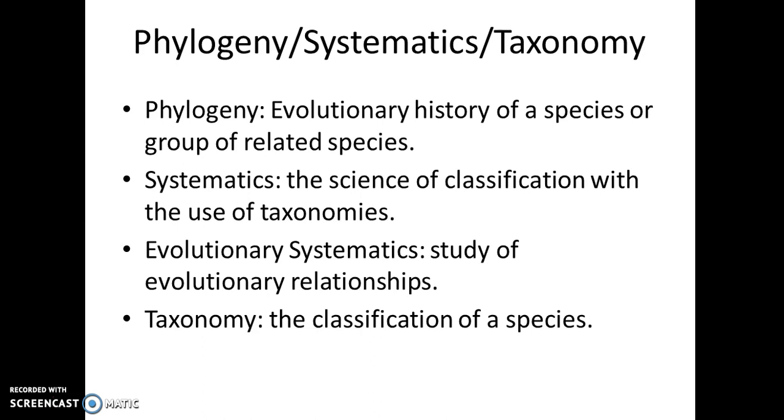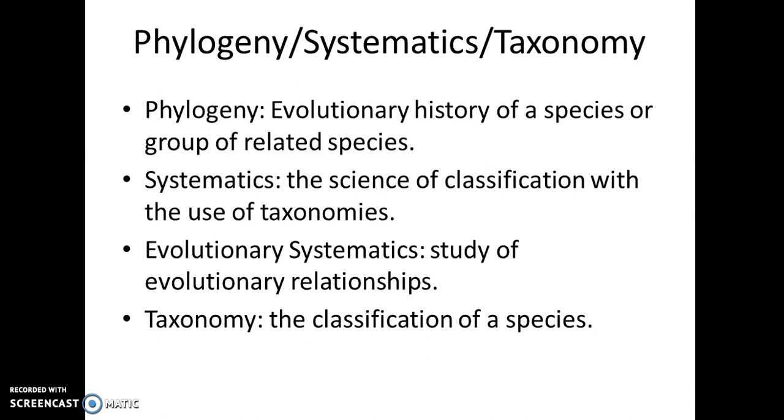Phylogeny is the evolutionary history of a species or group of related species. Systematics is the science of classification with the use of taxonomies. Evolutionary systematics is the study of evolutionary relationships, and taxonomy is the study of a species. Now we're going to take all of that and put it together in how we classify organisms.